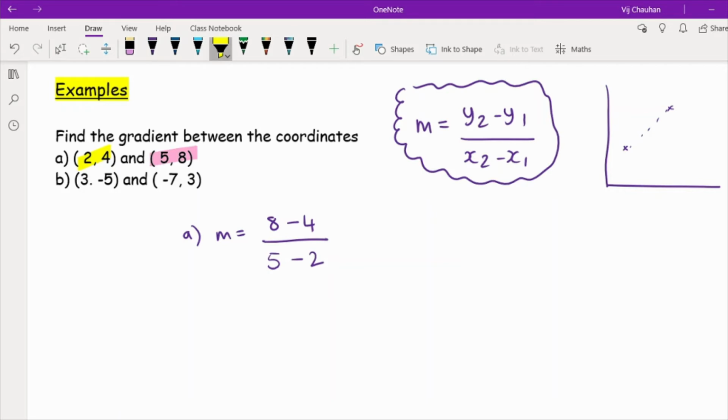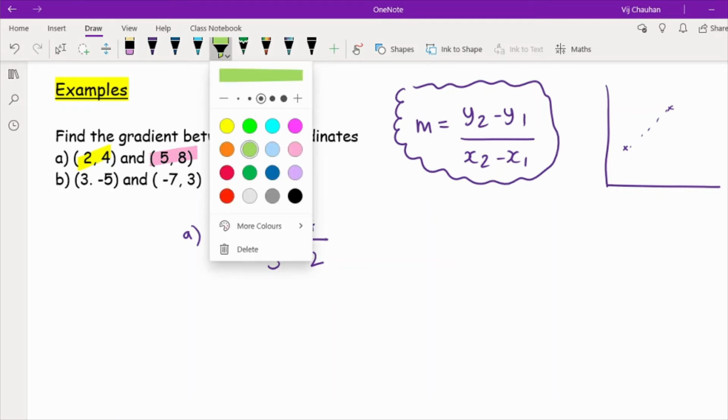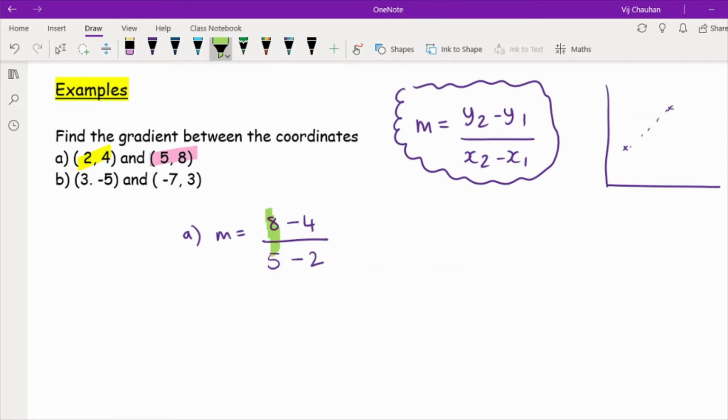Now, one way of making sure that this is correct, if I get a different color highlighter, let's go for green: if I just look at the first column of numbers, 8, 5 going upwards, you can see that it represents this coordinate here. And if I look at the second column, as you can see, that represents that coordinate there. So it falls in line in terms of the coordinates. And again, it's always worth making sure that your coordinates are written in the correct manner.